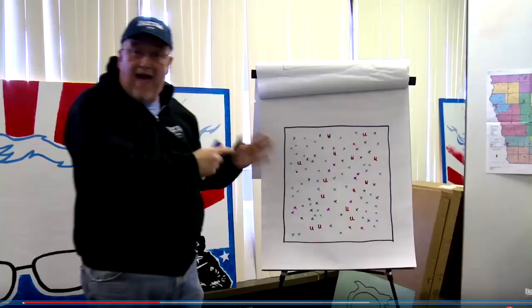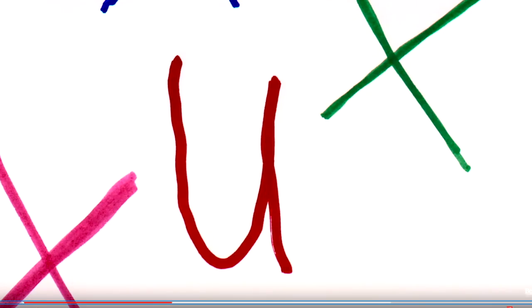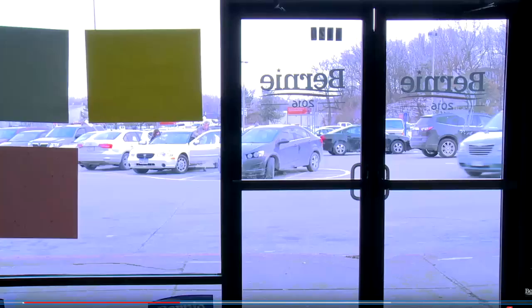100 caucus scores. X is a committed caucus score. Candidate green, candidate pink, and blue for Bernie. What are the red U's? The red U's haven't picked a candidate yet. They're uncommitted. 6:59, let's get off the board.